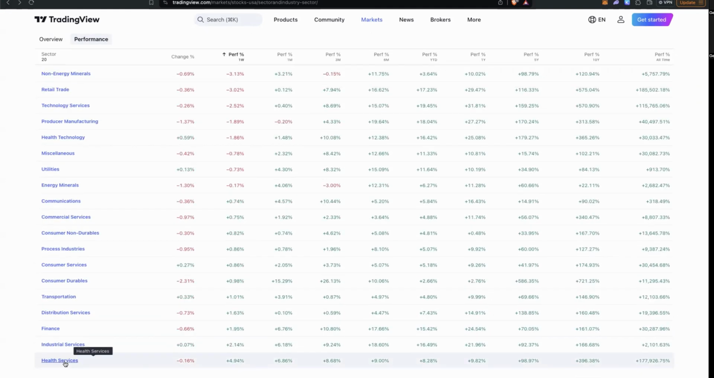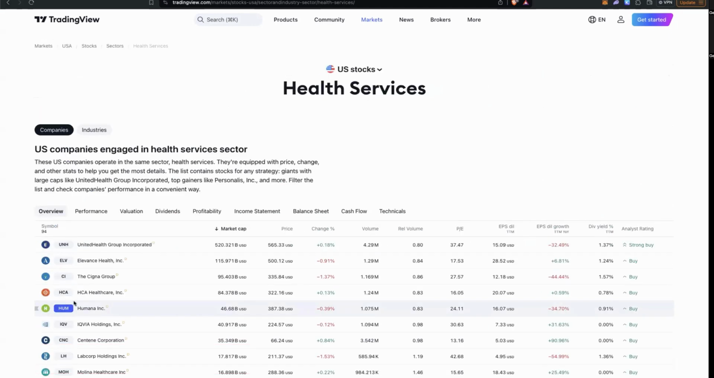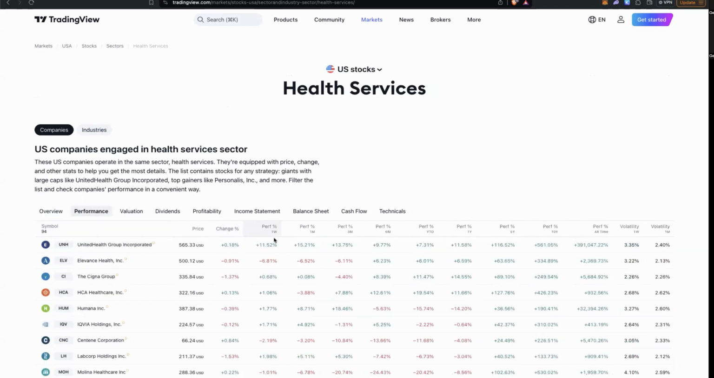Health services has been doing the best over the last week, up 5%. If we just drill down to see the market leader in the healthcare sector, that's obviously United Healthcare, largest market cap. Let's take a look at performance. United Healthcare up 15% over the past month, up 11% in the past week. So this is obviously a major mover. The best of breed in the healthcare services sector, which is currently the best performing sector in the market.